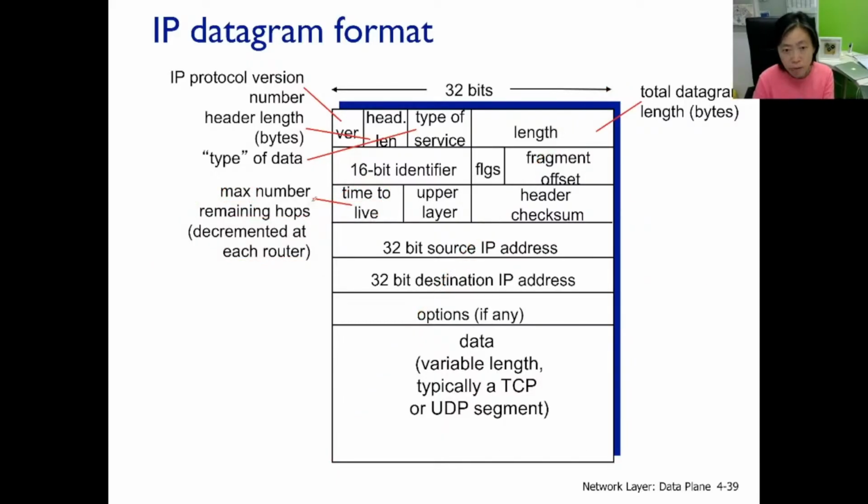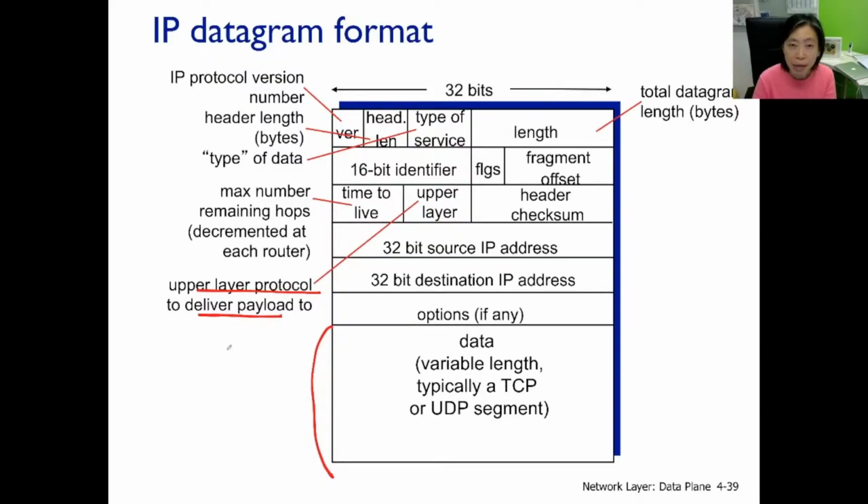Second field in the third row, upper layer. This is slightly familiar because it is telling the network layer that after we extract the segment part, which place in the operating system we pass the segment forward to. So the upper layer protocol is the function handling the incoming segment, to deliver the payload. It could be the UDP handler or the TCP socket handler.